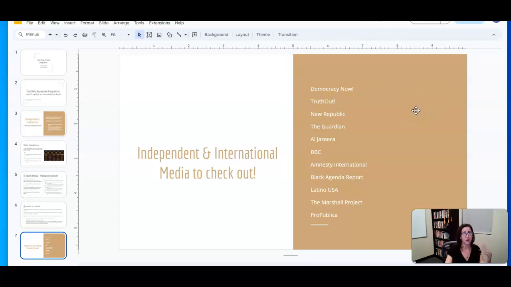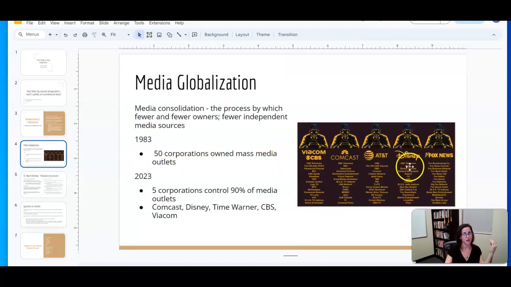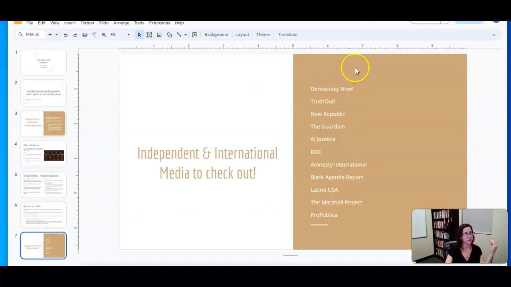Democracy Now!, Truth Out, New Republic, The Guardian, Al Jazeera, BBC, Amnesty International, Black Agenda Report, Latino USA, The Marshall Project, and ProPublica. And so these are media companies, organizations, networks that are not owned by any of these 5 networks, right? Democracy Now!, Truth Out, and The Guardian, for example, run off of public donation, right? Amnesty International is a nonprofit organization that does media reporting in the United States, but also internationally, right? All these different types of things. So if you want, this is a list for you to check out, see what you find.